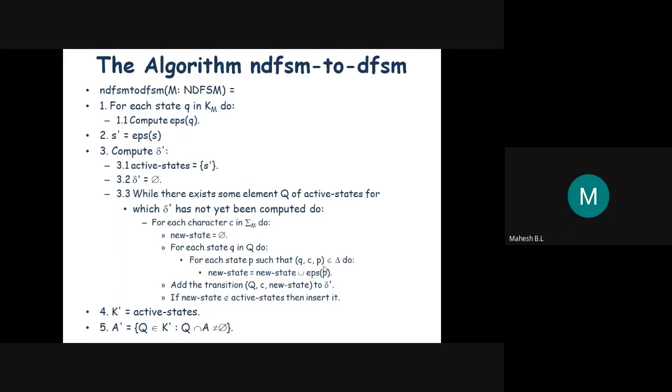So already you know this. What you need to do is, for each state Q, you need to compute epsilon of Q. You know how to compute epsilon of Q. Then S dash, which is nothing but the starting state of DFSM, is computed as epsilon of S. S is the starting state of NDFSM. Okay. So two steps are clear now. In the first step, you are going to compute epsilon of Q for each of the states. In the second step, you're going to compute S dash, which is the starting state of DFSM, by using epsilon of S, which is the starting state of NDFSM.